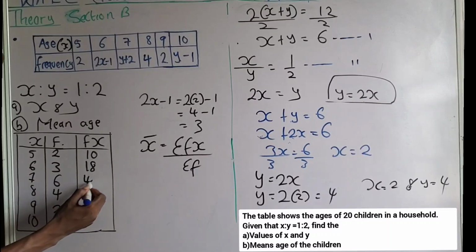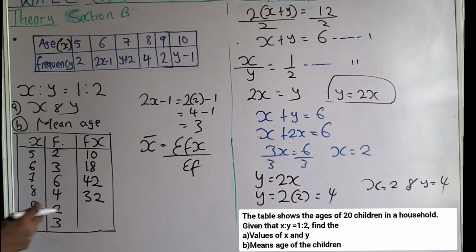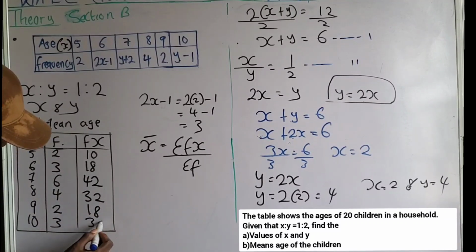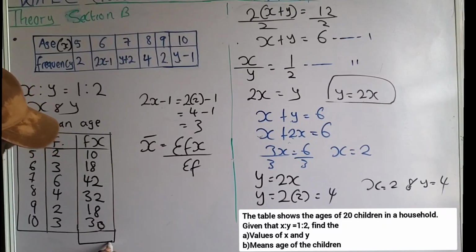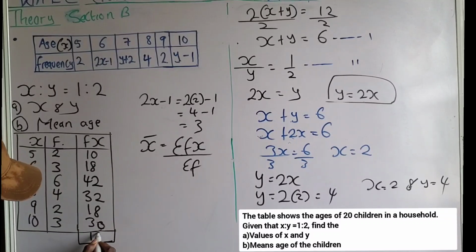7 times 6 is 42. 8 times 4 is what? 32. 9 times 2 is what? 18. And 10 times 3 is what? 30, okay? So, having taken the product of frequency and x, we can now take their summation. Now, the summation is 150. Do you understand? That is, if you had 10 plus 18 plus 42 plus 32 plus 18 plus 30, that is 150, okay?